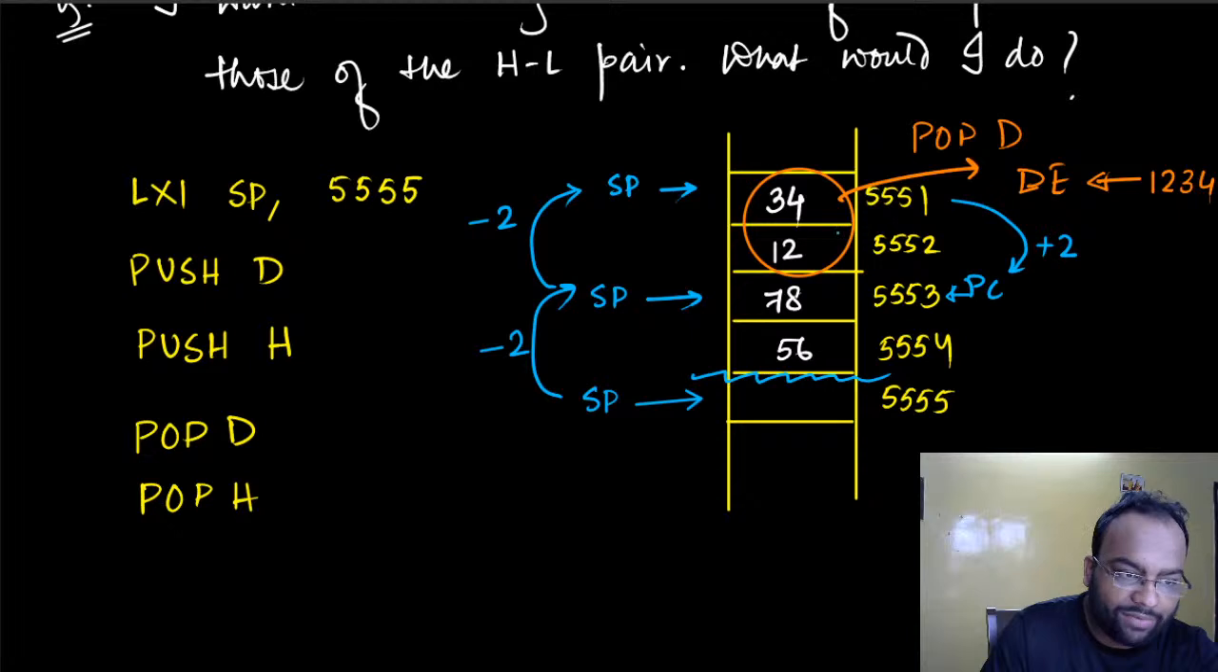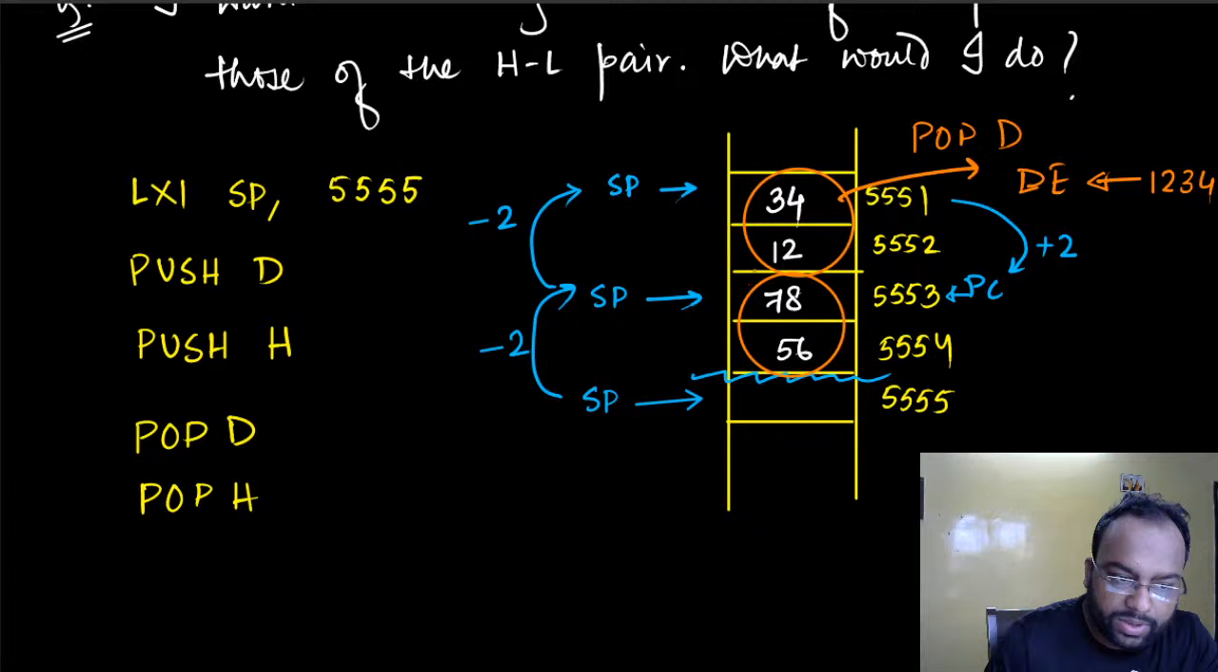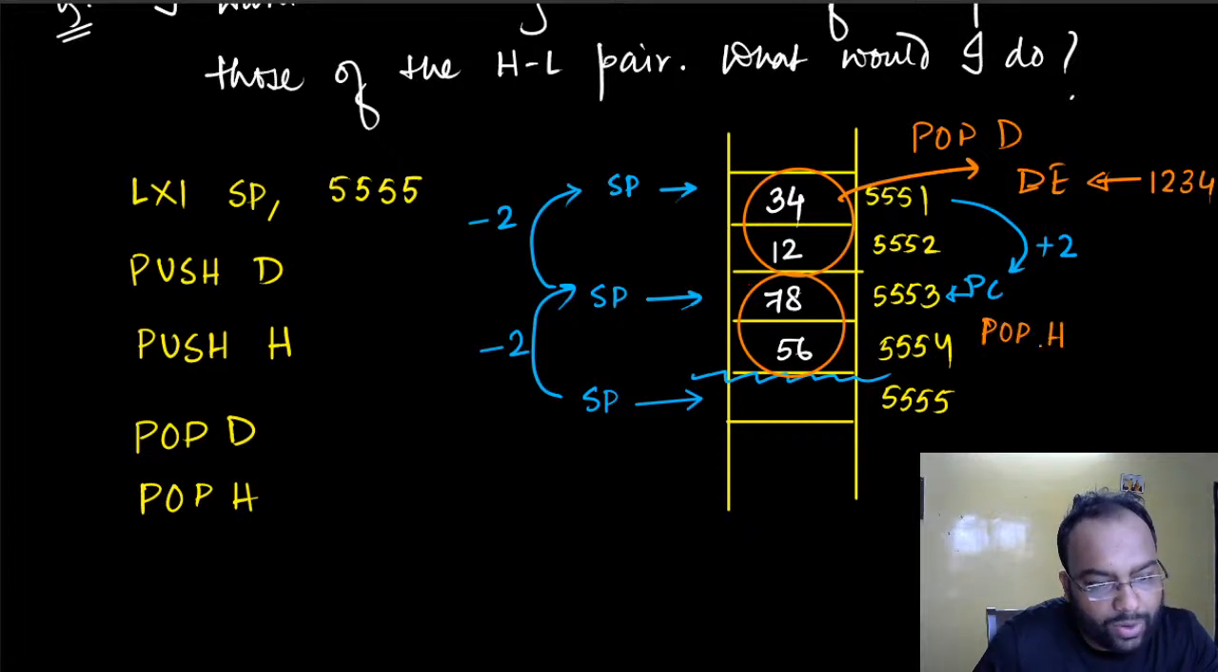This value, whatever was stored in the top of the stack, for example here, this was stored in the top of the stack because this is the memory location 5553, which is being pointed by the program counter. So this particular set of memory will now be popped into the HL register pair. So after that, if I do pop H, the HL register pair gets a value of 5, 6, 7, 8.